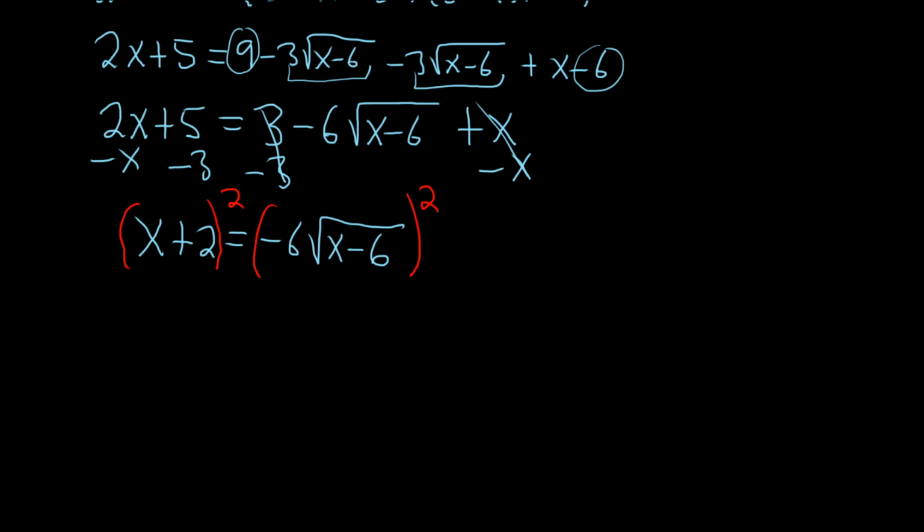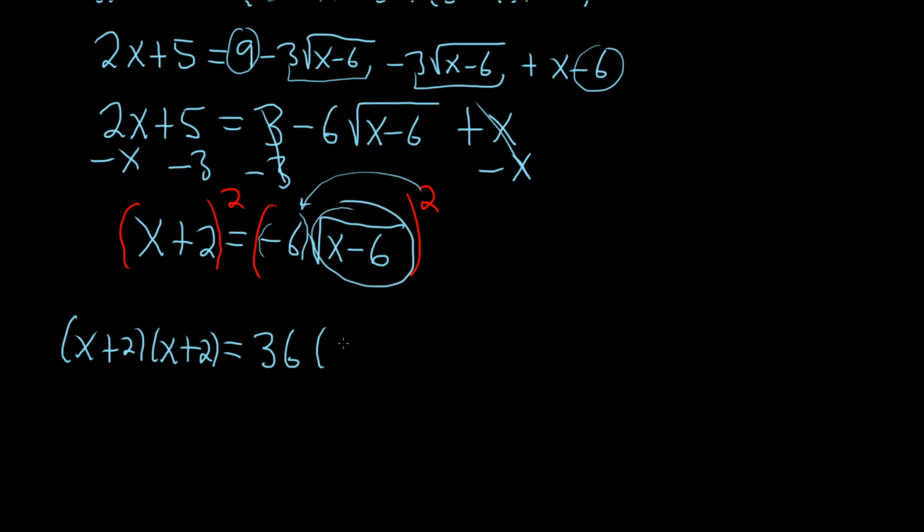On the left-hand side, we now have x plus 2 squared, which basically means we write it twice: x plus 2, x plus 2. And then here, properties of exponents say that we basically square each piece. So we square the negative 6, that's going to give us 36, and then you square the square root, which gives you x minus 6. Here's the missing step that I didn't show: you square the 6, and you square the x minus 6. It's more work to show the step than it is to do it. That happens a lot in math. So 36 times x minus 6.